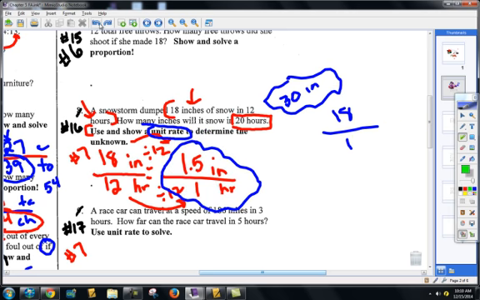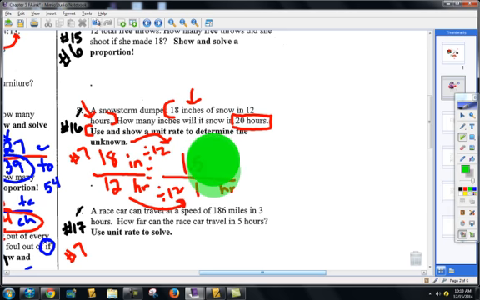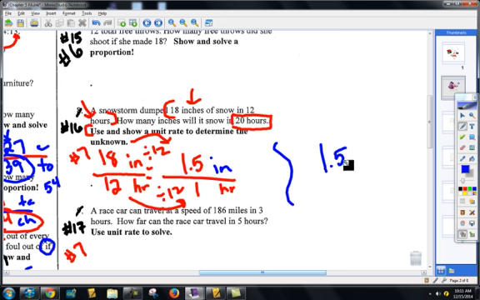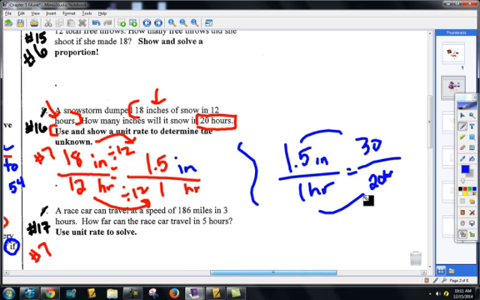Okay? You must have the unit rate on there, obviously. Now, here's the first way. The best way would be to then take that unit rate, 1.5 inches in 1 hour, and then figure out, okay, well then how much in 20 hours? Times 20, times 20 gives you 30. That's the first way you could have done it. Good job if you did it that way. That would probably be the best way. 30 inches in 20 hours.